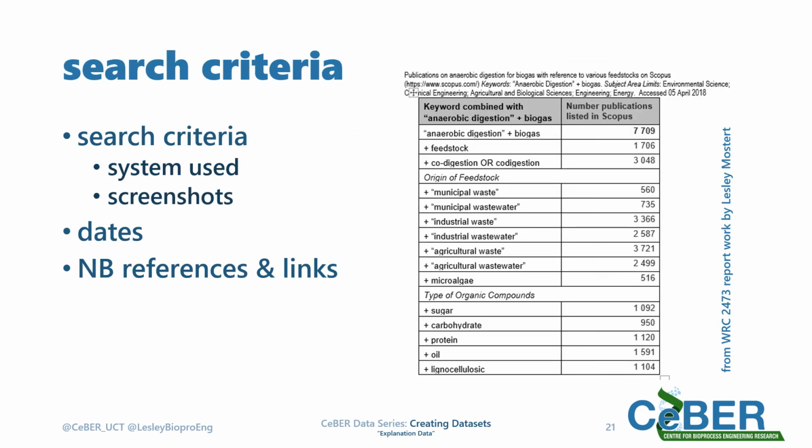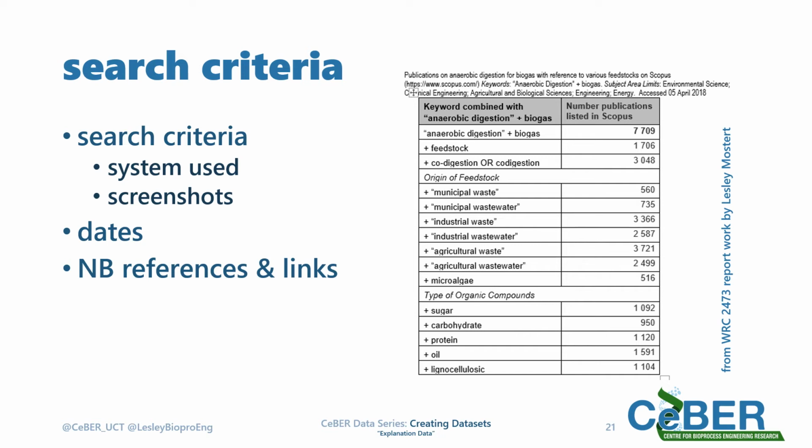So when we have review data, we need to put in things like, as I've already said, what type of review it was, but we also need to be very careful to put in things like our search criteria. What system did you use? And it's actually usually imperative, because most of our searches are done electronically online these days.